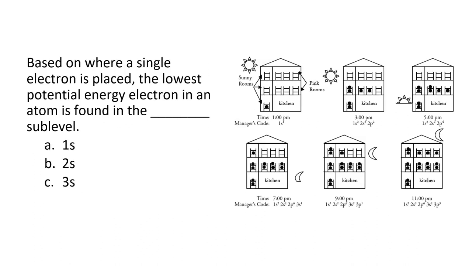Based on where a single electron is placed, the lowest potential energy electron in an atom is found in the blank sublevel. So looking at our diagram before, the lowest possible potential energy, if you will, for an electron. So what does that even mean? Well, essentially, what's the lowest sublevel we'll find a boarder? So the answer is going to be 1s.